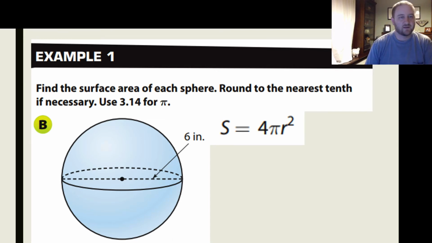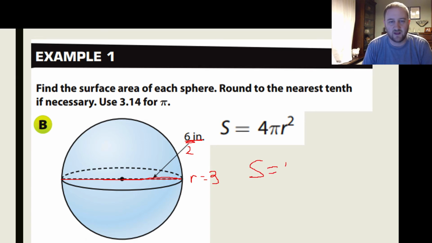Here it gives us 6, but this 6 is pointing to a line which goes all the way across. This is a diameter. To find the radius, we have to divide by 2. So our radius is 6 divided by 2, which is 3. We're going to plug this in: S equals 4 times pi, 3.14, times our radius squared. Our radius is 3, so it's 3 squared.